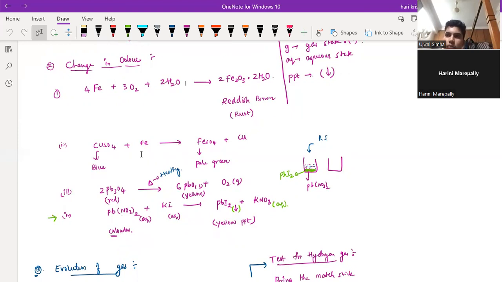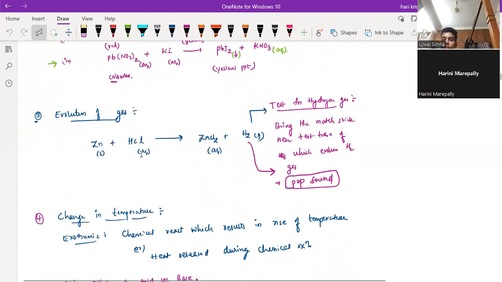Like that, we have the below equation also. Pb3O4, upon heating, gives PbO plus O2, from the red color to the yellow color. The last one, lead nitrate, is colorless. When reacting with KI, it will form lead iodide, which is yellow in color, along with potassium nitrate. So colorless to yellow color is forming. That means some chemical reaction has taken place.